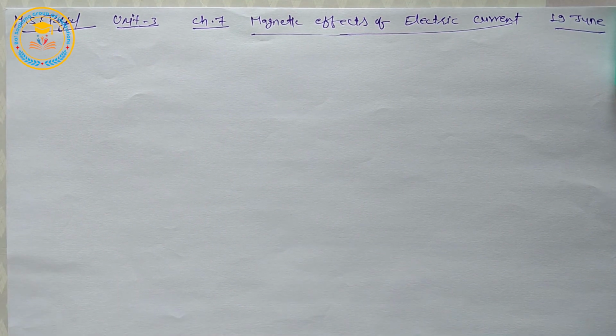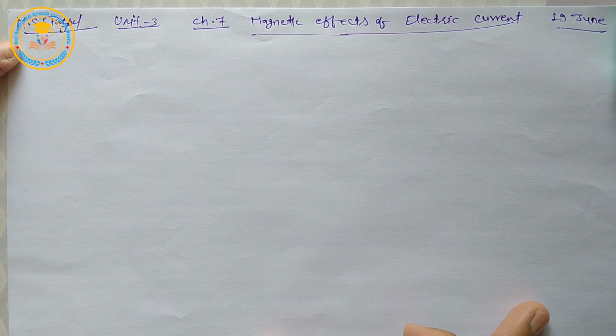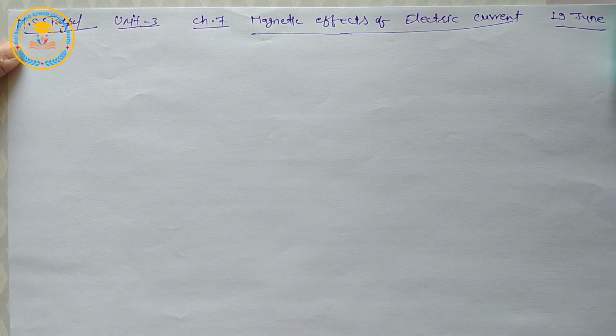Okay, today we start a new unit number three, and in this unit, a new chapter number 7, which is magnetic effects of electric current. It means, what are the effects of electric current.